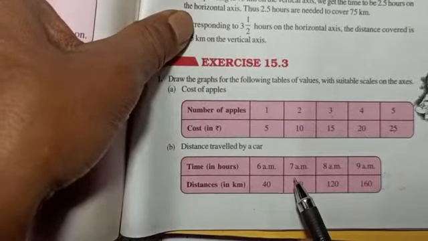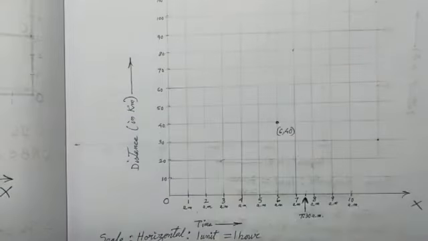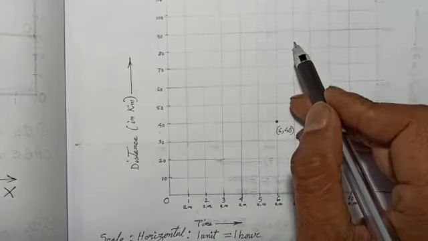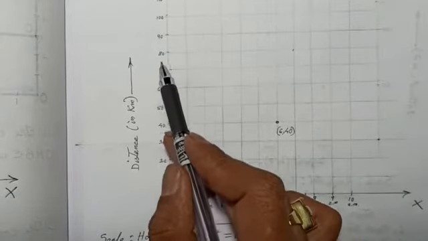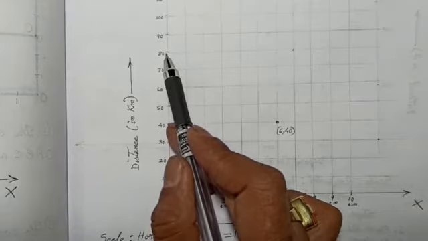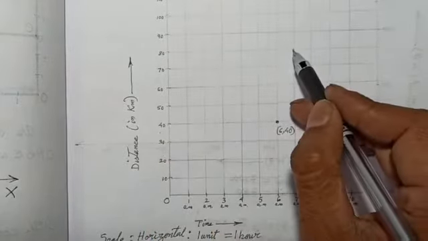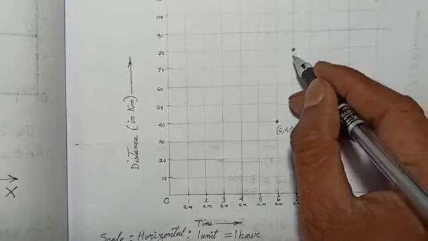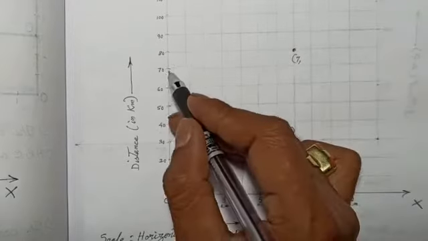Next, let us plot 7 a.m. and 80 kilometer. So here is 7 and drawing a perpendicular line, and here is 80. So through this point we are drawing a perpendicular line, and these two perpendicular lines intersect here, and the coordinate of this point is 7 and 80.